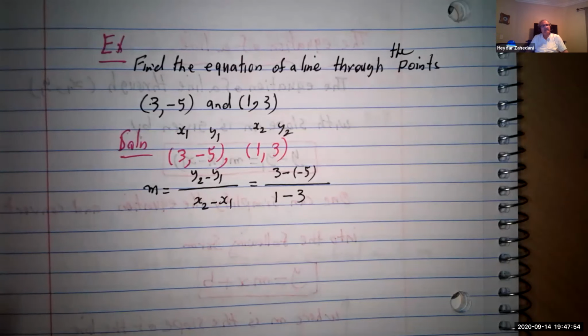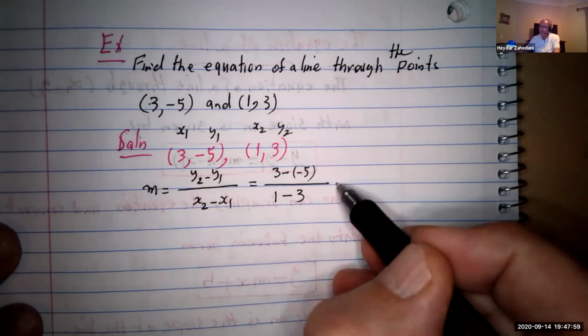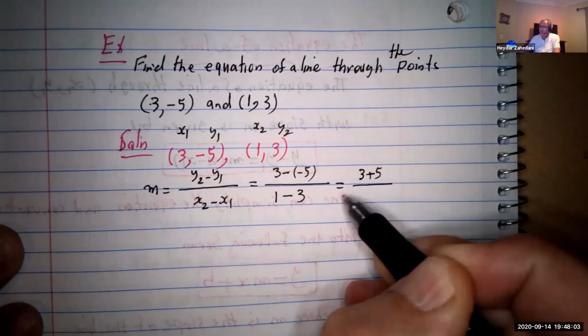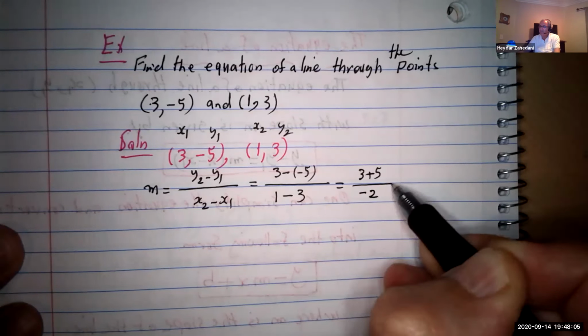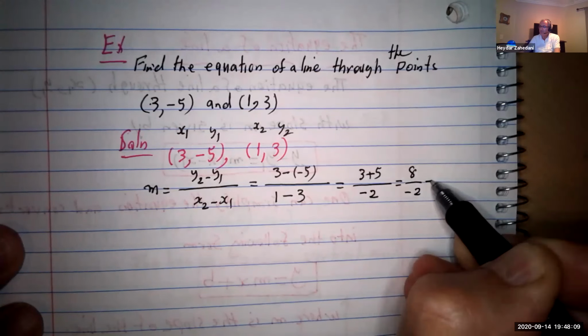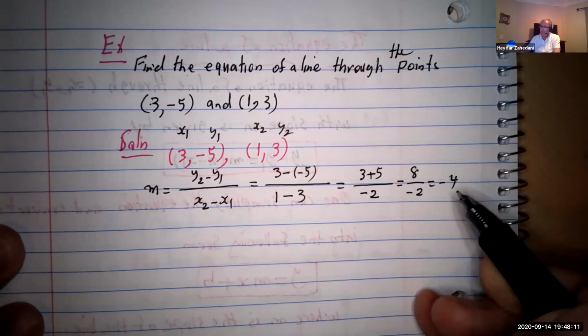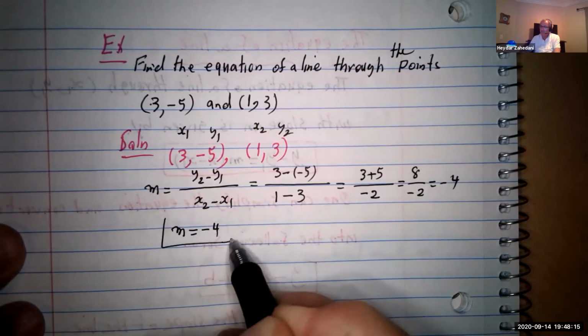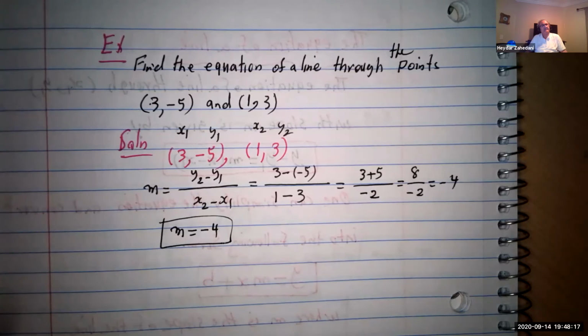Go on, simplify it on the top. Double negative makes it positive. So it's going to be 3 plus 5. And this is going to be -2. So we get 8 over -2, which is -4. Okay, so m, the slope, is -4. Any question?